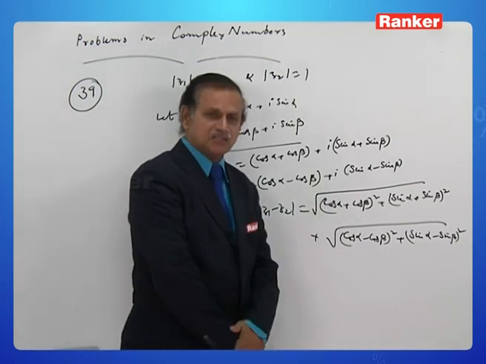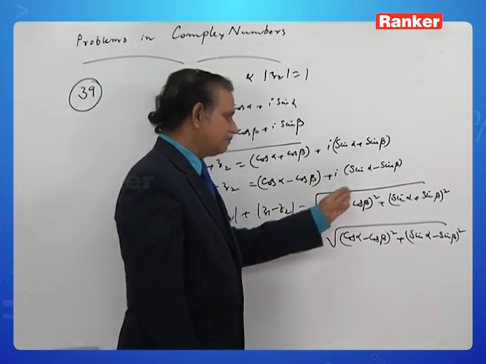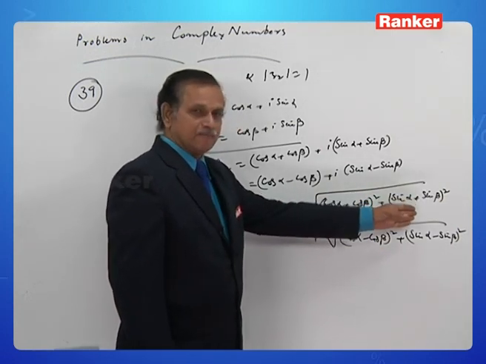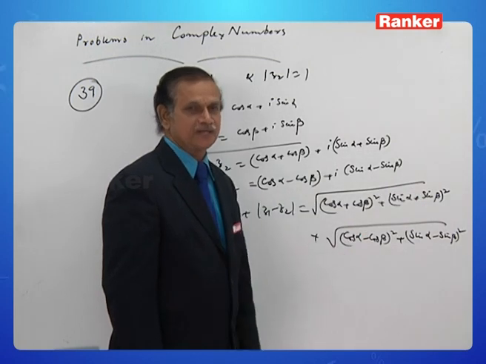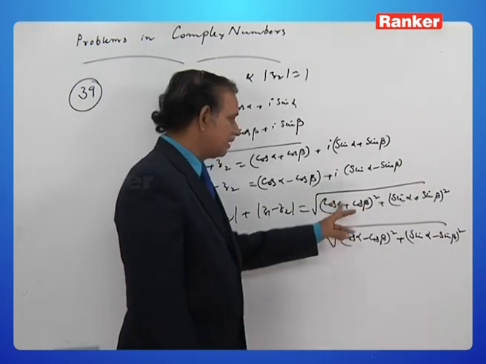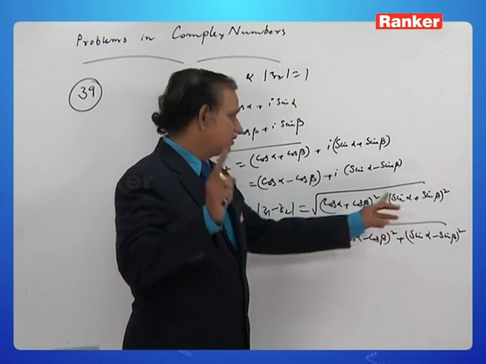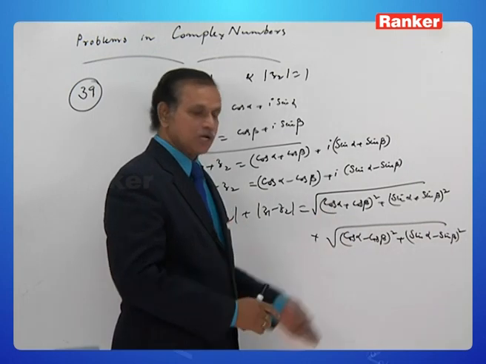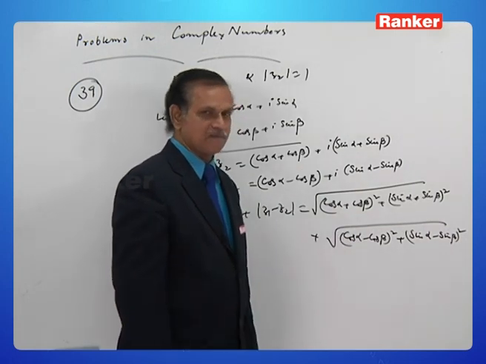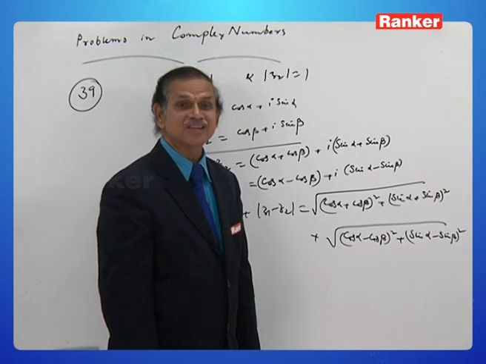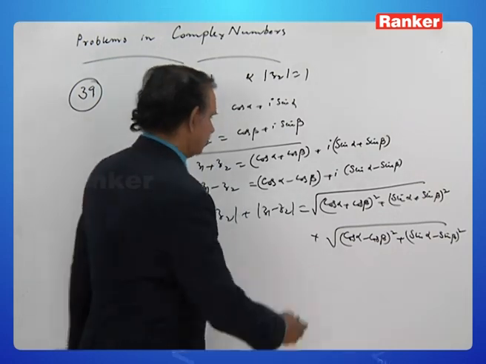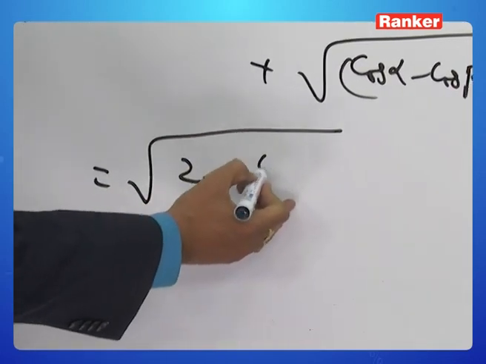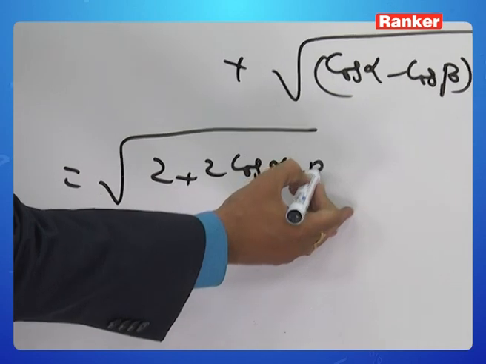What is cos alpha plus cos beta whole square? Cos square alpha plus cos square beta plus 2 cos alpha cos beta. Here, sine square alpha plus sine square beta plus 2 sine alpha sine beta. If you add them, cos square alpha plus sine square alpha is 1. Cos square beta plus sine square beta is 1. 1 plus 1, 2. Again, 2 cos alpha cos beta plus 2 sine alpha sine beta. What does it mean? 2 into cos of alpha minus beta. Therefore, the first thing is root of 2 plus 2 cos alpha minus beta.